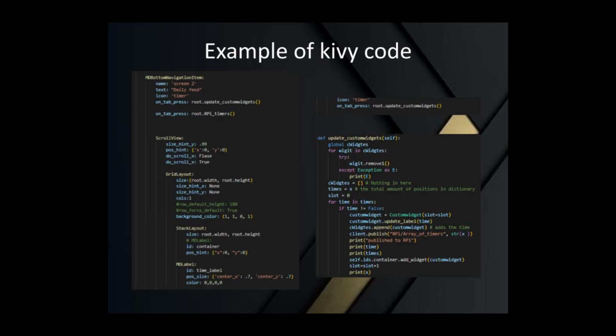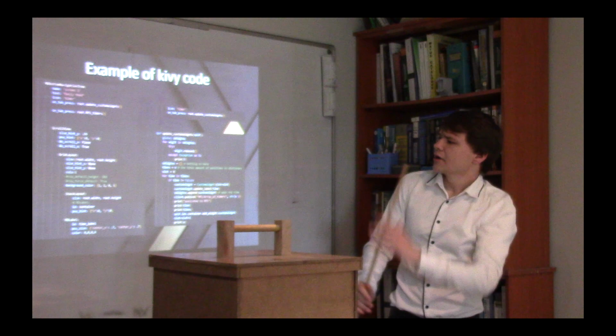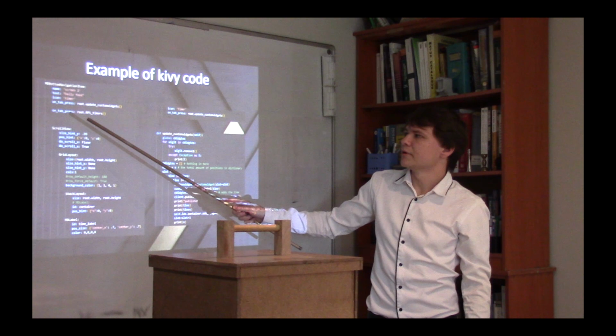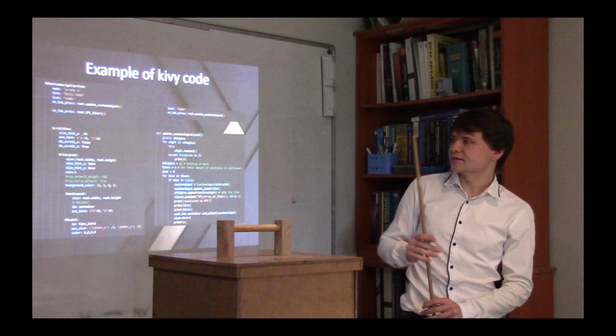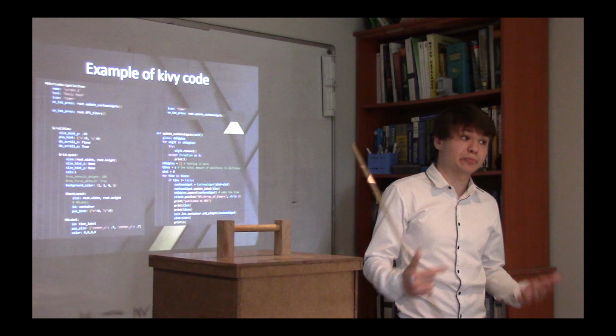So this is the Kivy code. This right here is used for the app. This is how it looks. In this section right here, which we just call the MD bottom navigation item, each tab is one single screen. In that navigation item, everything that you want to appear and work on that screen must be indented.